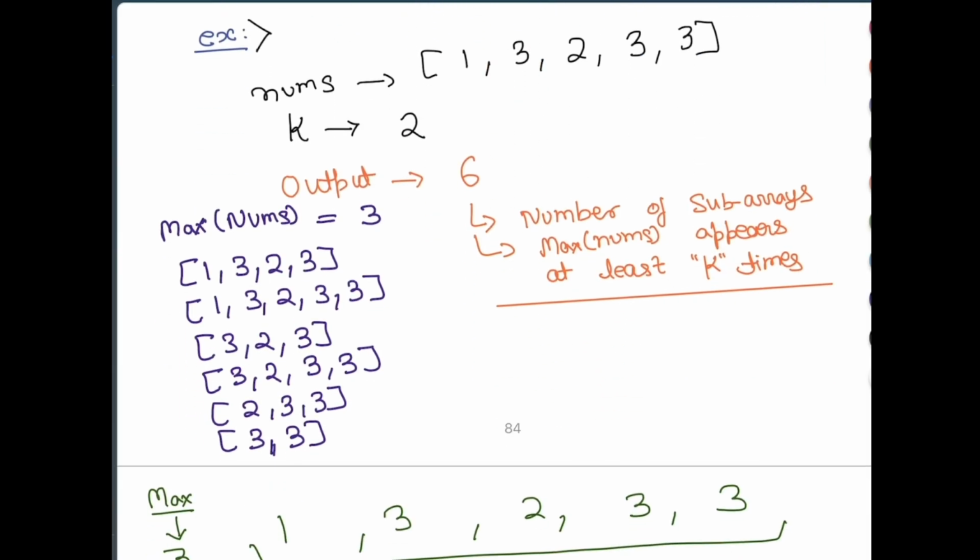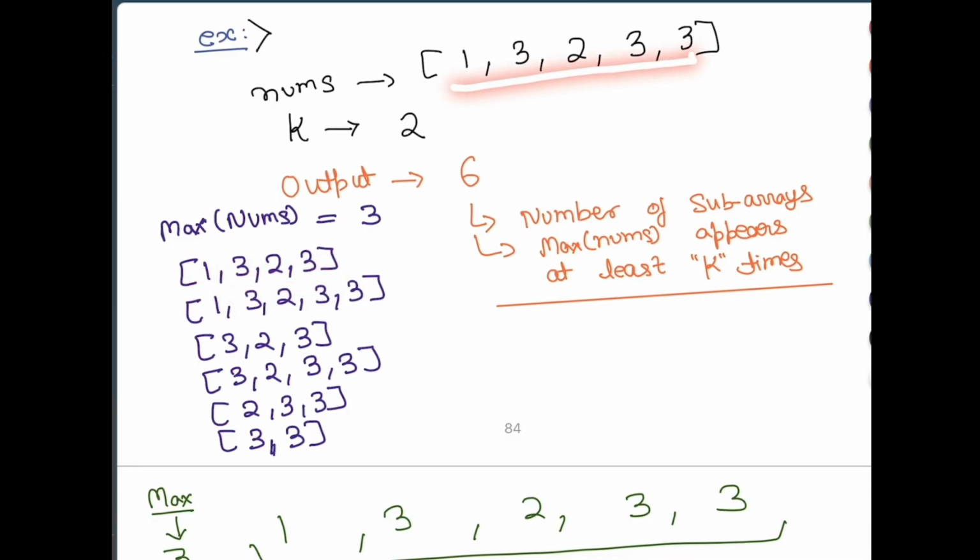Now what are those subarrays? This is the first one, 1 3 2 3. That is, 1 3 2 3 is a subarray in which the maximum element of your array nums, that is 3, appears at least 2 times. So in this subarray we have the max of nums, that is 3, 1 and 2 times, and the value of k is 2. So we can say yes, this subarray has at least 2 times or at least k times the max element of nums. Then we have 1 3 2 3 3.